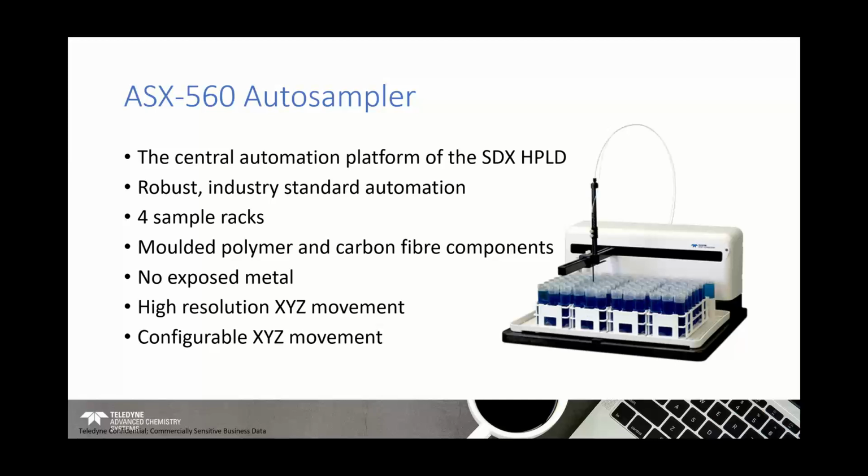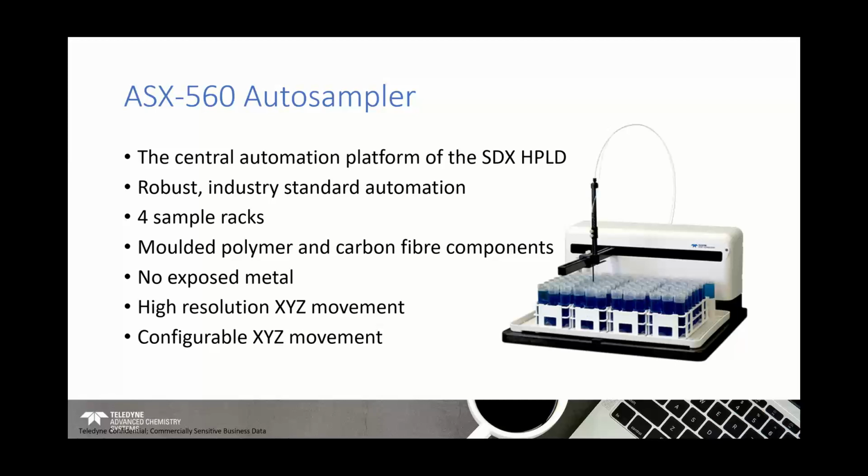It can accept up to 4 sample racks of samples of various sample tube sizes. The system itself is manufactured from molded polymer and carbon fiber components, so it's robust to various laboratory environments for trace element analysis work. There's no exposed metal, which obviously you don't want in trace element work. And then it's got a high resolution XYZ movement, and that movement is configurable, so we can speed it up or slow it down depending on how we want to operate it.